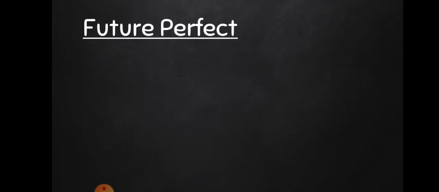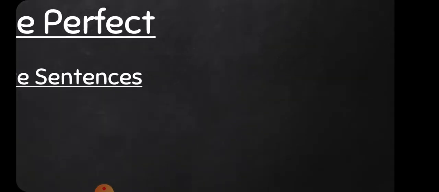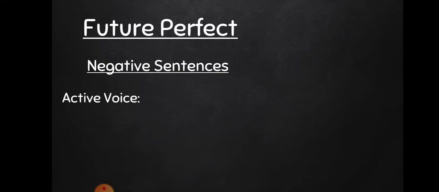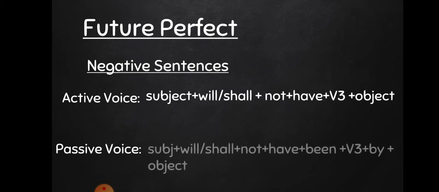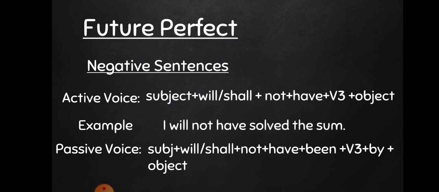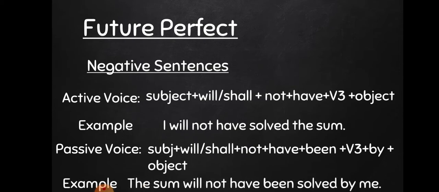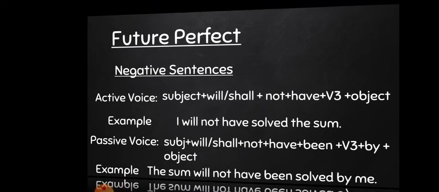Now we come to future perfect tense, negative sentences. Active voice: subject plus will or shall plus not plus have plus V3 plus object. The passive will be subject plus will or shall plus not plus have plus been plus V3 plus by plus object. Let's take an example. I will not have solved the sum. The passive will be the sum will not have been solved by me.